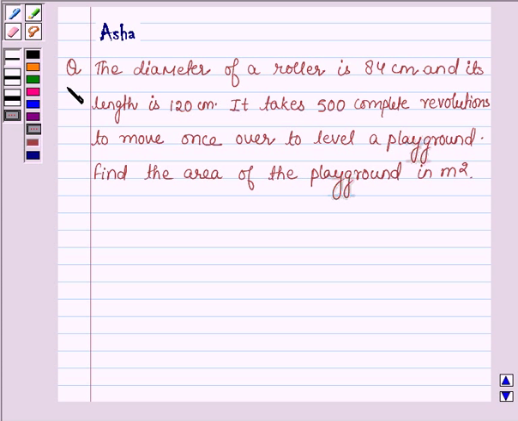The question says, the diameter of a roller is 84 cm and its length is 120 cm. It takes 500 complete revolutions to move once over to level a playground. Find the area of the playground in meters square. So, let's begin with the solution.